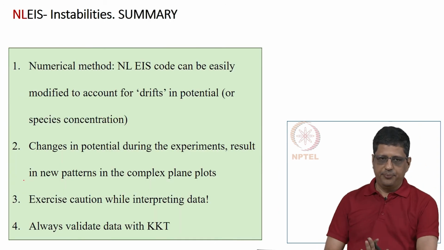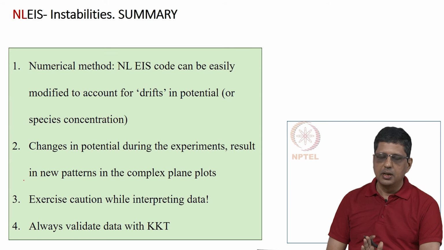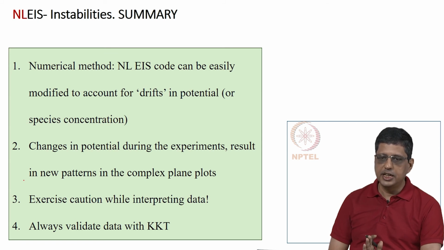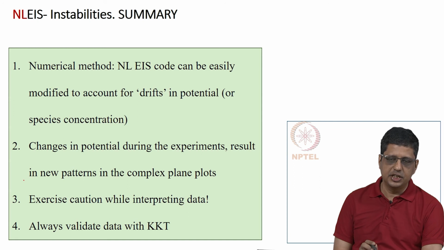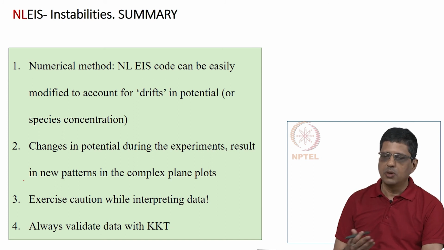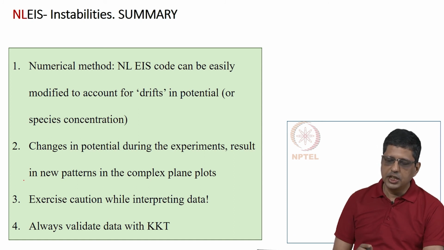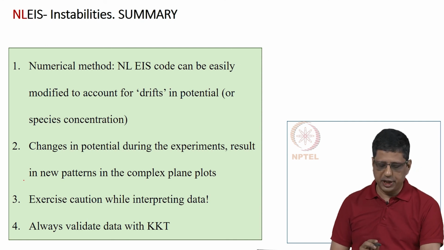Okay. So, in summary, you can use the numerical method and modify and account for changes in potential. What we have seen is changes in potential, but I also claim that you can do this for changes in surface area, you can do it for changes in solution concentration or rate constant by some effect. This change in potential during the experiment results in what appears to be a distortion. You are not just going to get the same pattern with a slightly larger or smaller value, you are going to get a different pattern, which can lead to misinterpretation if you are not careful.